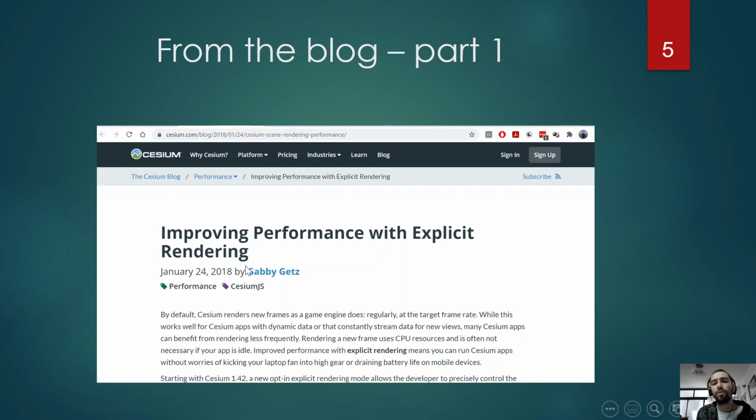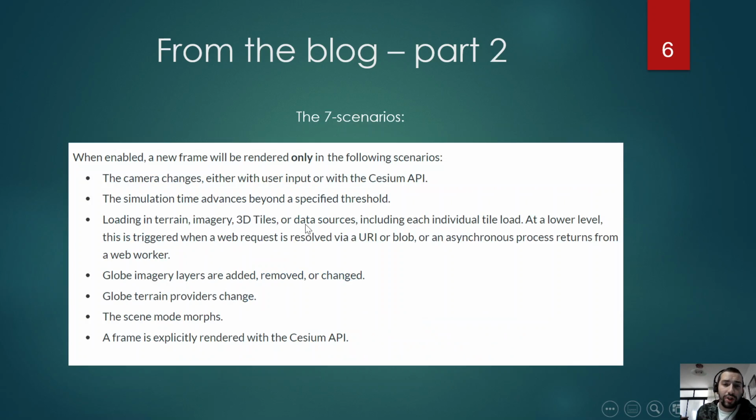From the blog: Gabby, from the Cesium staff, wrote an article called Improving Performance with Explicit Rendering. I recommend you read it. She explains that there are 7 scenarios when there will be a new frame. The new frame will be rendered only in the following scenarios, for example, a camera change, or you explicitly ask to render.